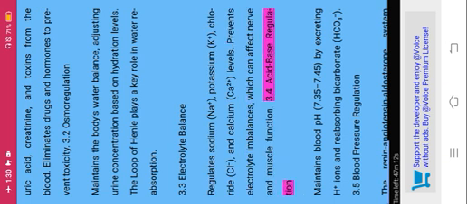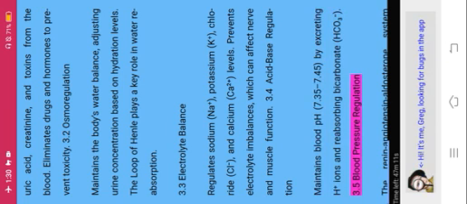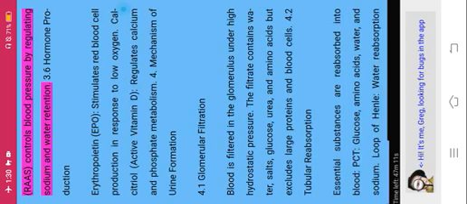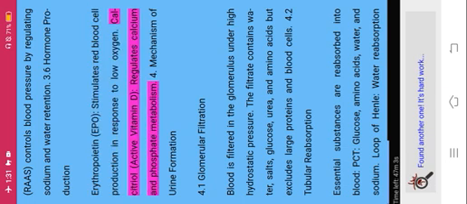3.4 Acid-base regulation. Maintains blood pH 7.35-7.45 by excreting H⁺ ions and reabsorbing bicarbonate (HCO₃⁻). 3.5 Blood pressure regulation. The renin-angiotensin-aldosterone system (RAAS) controls blood pressure by regulating sodium and water retention. 3.6 Hormone production. Erythropoietin (EPO) stimulates red blood cell production in response to low oxygen. Calcitriol, active vitamin D, regulates calcium and phosphate metabolism.